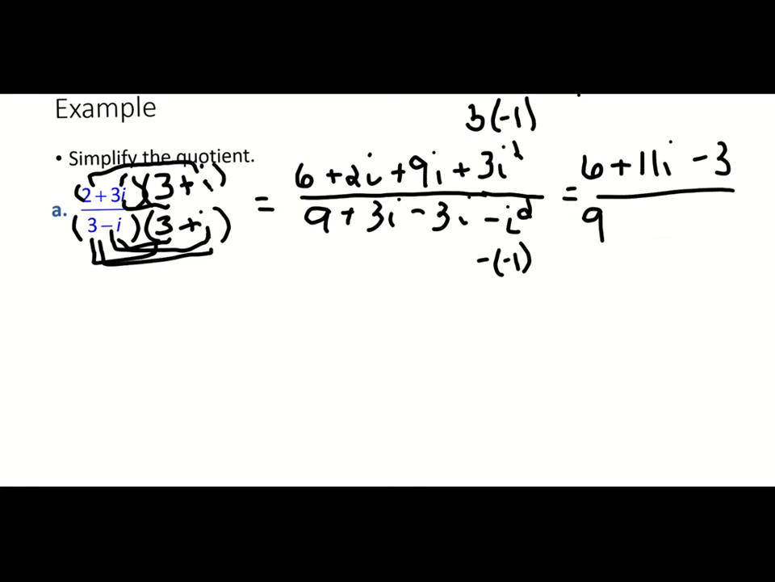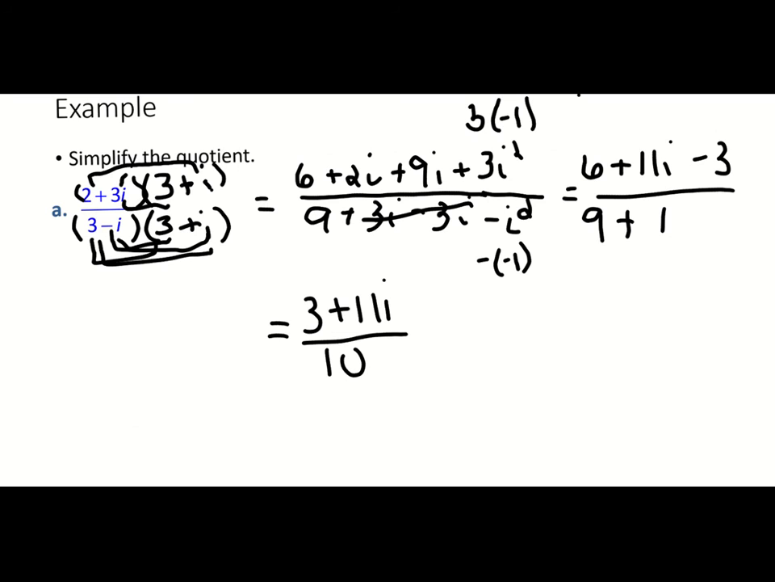Now, the nice thing about using the conjugate is those middle terms, positive 3i, negative 3i, are going to cancel. And then negative times a negative is going to give us a positive 1. So it's going to be plus 1. So now when I simplify, 6 minus 3 is 3. So I have 3 plus 11i over 10.